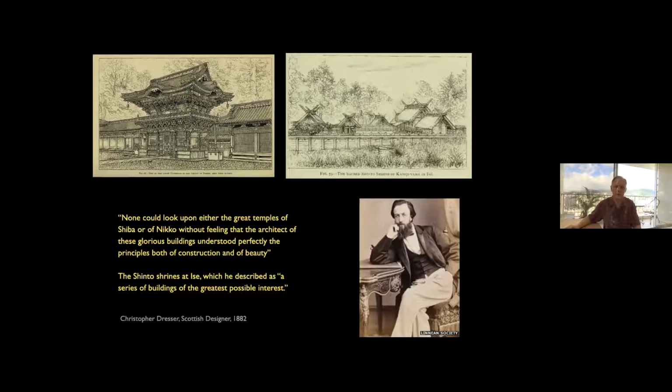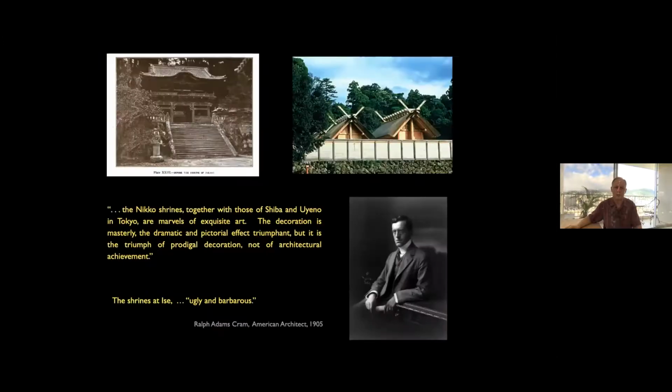And some Western writers on architecture were not as wise, put it that way. This one in particular, the American Ralph Adams Cram in 1905, absolutely dismisses the shrines at Nikko as just pure decoration and not architectural. And he was even more derogatory about Ise, the shrines at Ise, ugly and barbarous, which is kind of hard to believe from today's perspective, that any self-respecting architect could be that insensitive to Japanese architecture. So he's dismissing both of the admittedly very different architectural types that Christopher Dresser had praised.